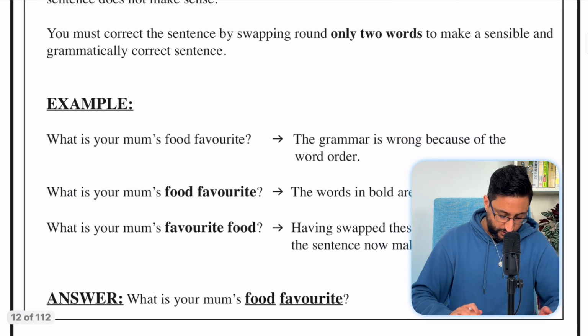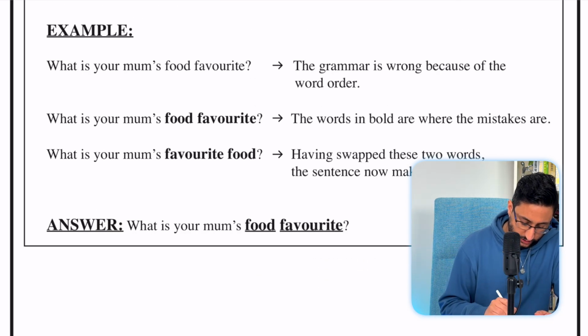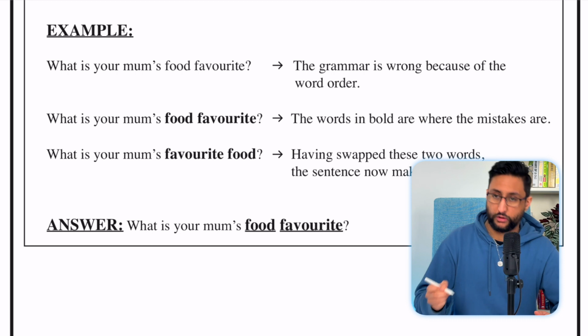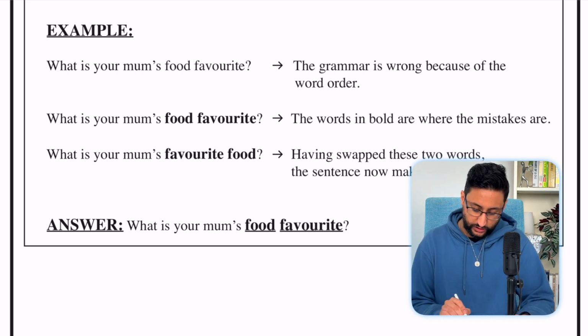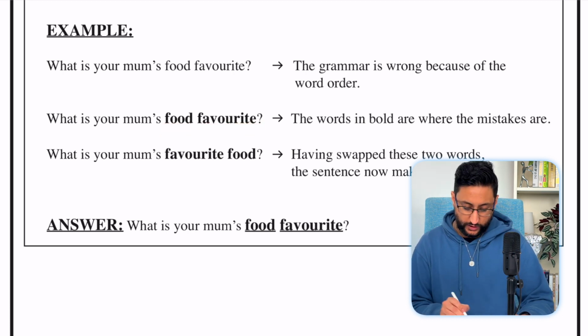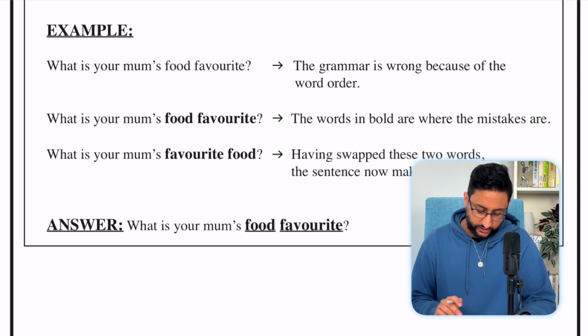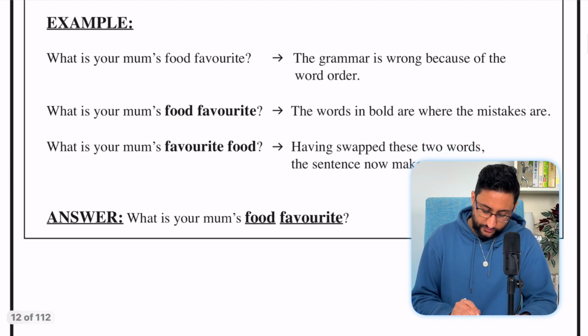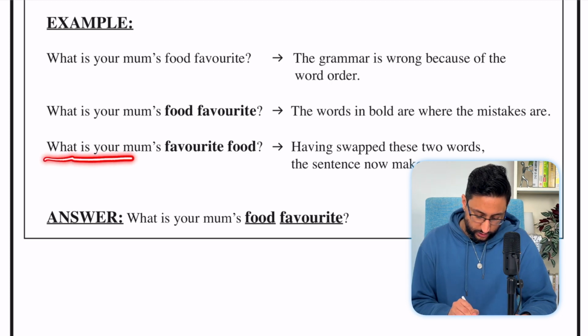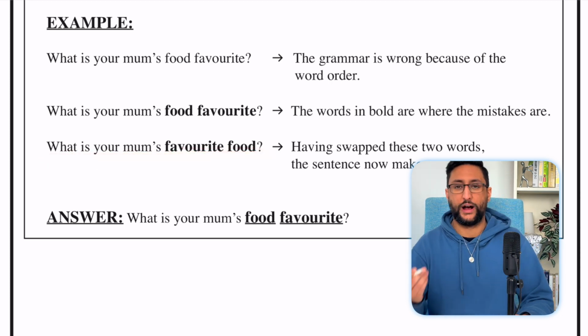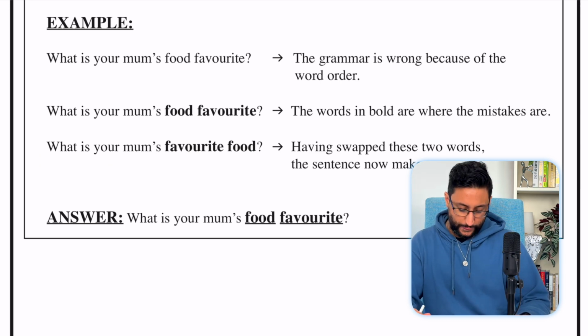So let's look at this first one. What is your mum's food favourite? Now, you should be able to tell that the grammar is incorrect in this sentence. And if you look at the next line, we can see that food and favourite are the words which are in the wrong order, so they're highlighted in bold for you. On this third line, you can see the full sentence after the words have been swapped back to the correct order. What is your mum's favourite food? And now this sentence makes sense.